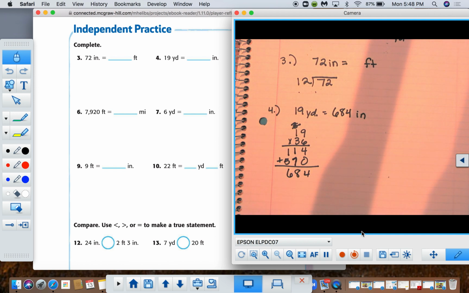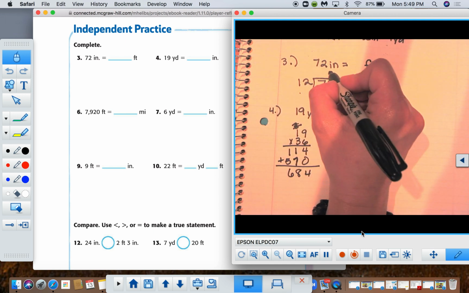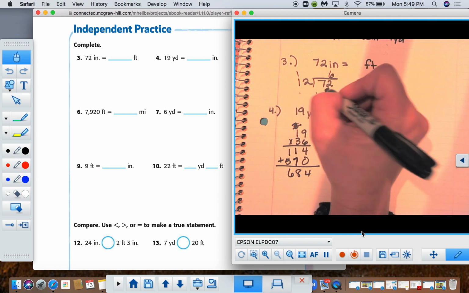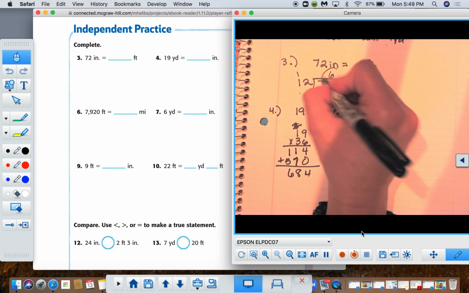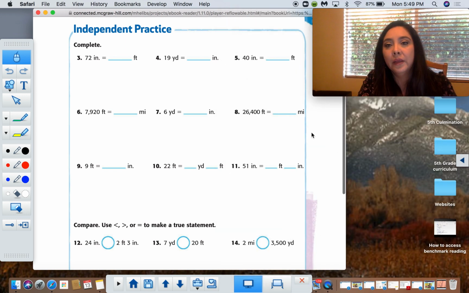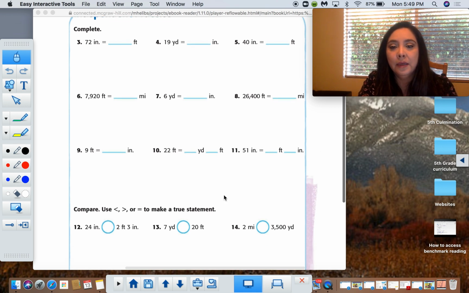Okay. The top one, 72, divided by 12 is 6. 6 times 2 is 12. 6 times 1 is 6, plus 1 is 72. 0, 6 feet. So I gave you the answers for number 3 and number 4. Okay. So what you're going to do is go ahead and finish the rest of the problems.